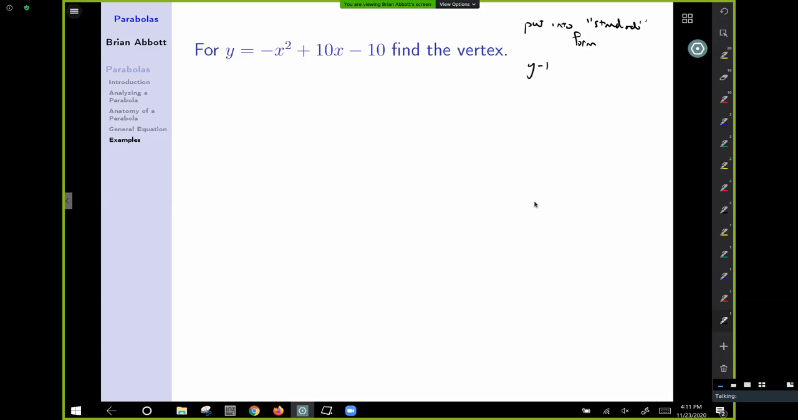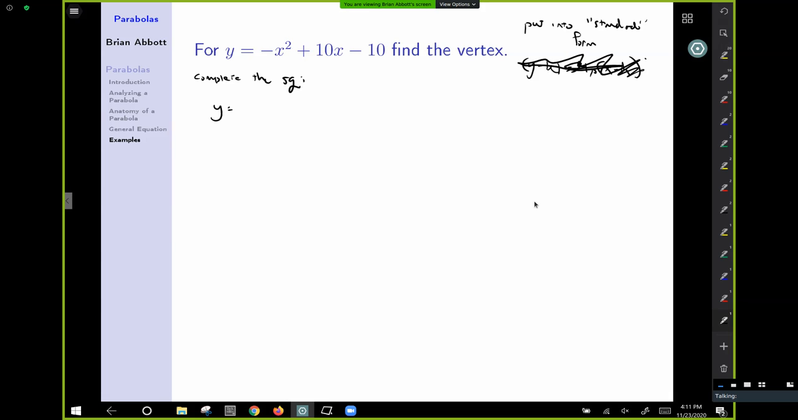y minus k is equal to 4p times (x minus h), and in this case the x term is squared. No, have I got this backwards? I don't have that written down. Just disregard it. What do we need? Well, we need to complete the square.